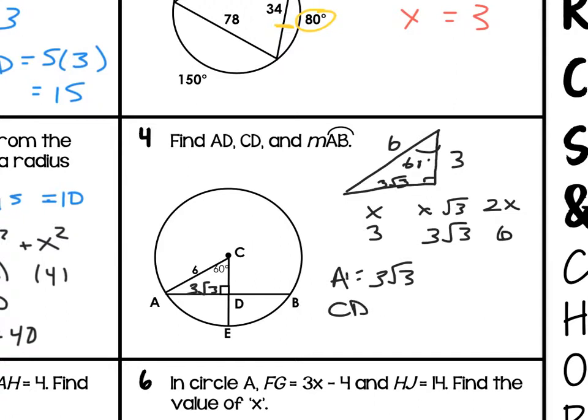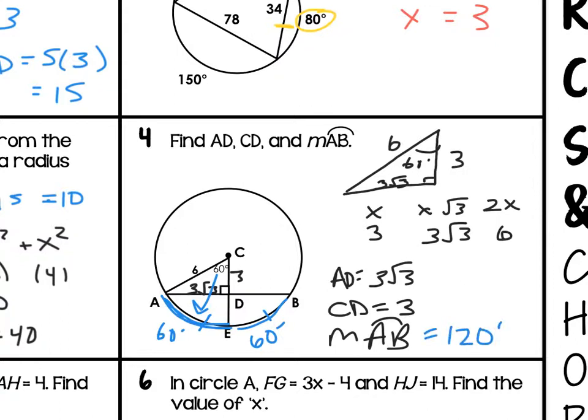CD is 3. And the measure of arc AB. Okay, we haven't found that yet. So I need to find the whole AB, but I can find that this is going to be the same measure as my central angle that intercepts it, so that's 60 degrees. And the theorem we looked at said that this is going to make these two arcs congruent, so this is also 60. So measure of AB is 120 degrees.